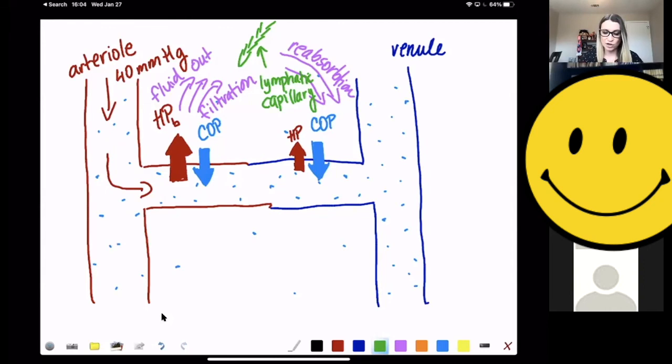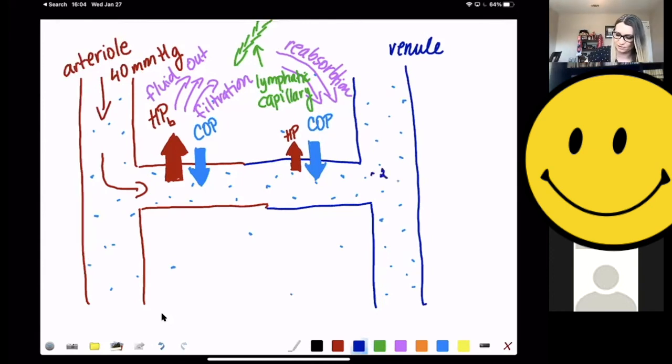So not all of the fluid will return back to the blood, and when the blood enters the venule, it is about 20 millimeters of mercury in pressure. There's less pressure because the venule has a larger lumen, but also because you have a little bit less blood volume than when the blood entered the capillary, since some of it is taken by the lymphatic capillary. So that's how capillary exchange works. I am not going to ask you numbers.